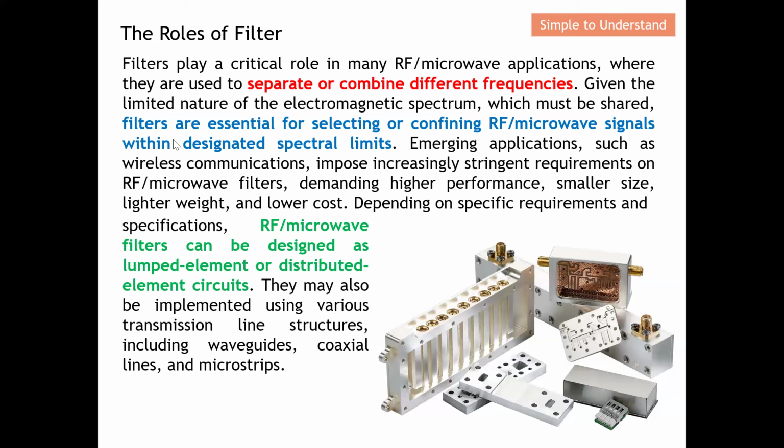Emerging applications such as wireless communication impose increasingly stringent requirements on RF microwave filters, demanding high performance such as low insertion loss, small size, compact, lightweight, and even low cost, depending on specific requirements and also the specification. RF microwave filters can be designed either as a lumped element, LC element, or nowadays, which is more popular, as a distributed element circuit. They may also be implemented using various transmission line structures, including waveguide, coaxial, and microstrip, which I'm going to describe at the end of this video.